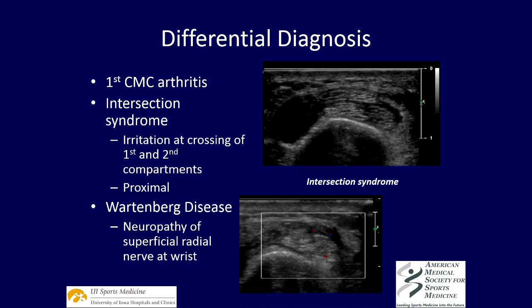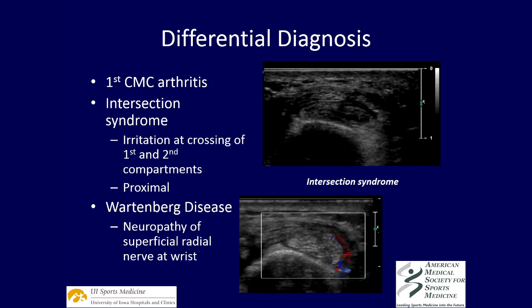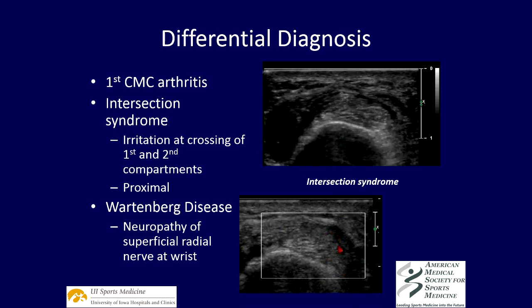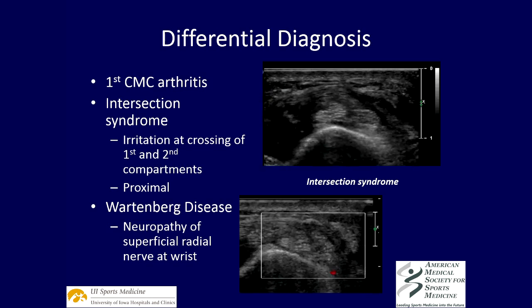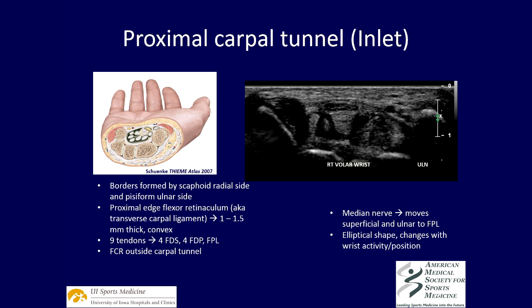Wartenberg disease refers to a neuropathy of the superficial radial nerve at the wrist. This can be injured from trauma as well as iatrogenically from misplaced IV lines or injections into the area.